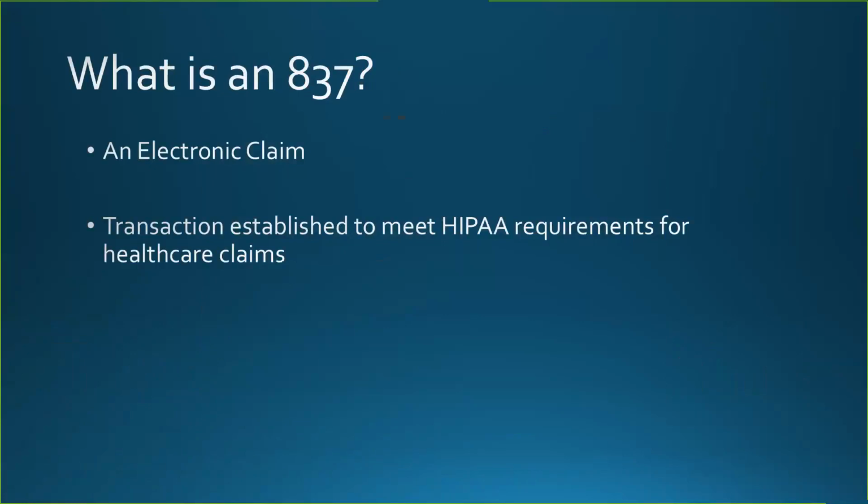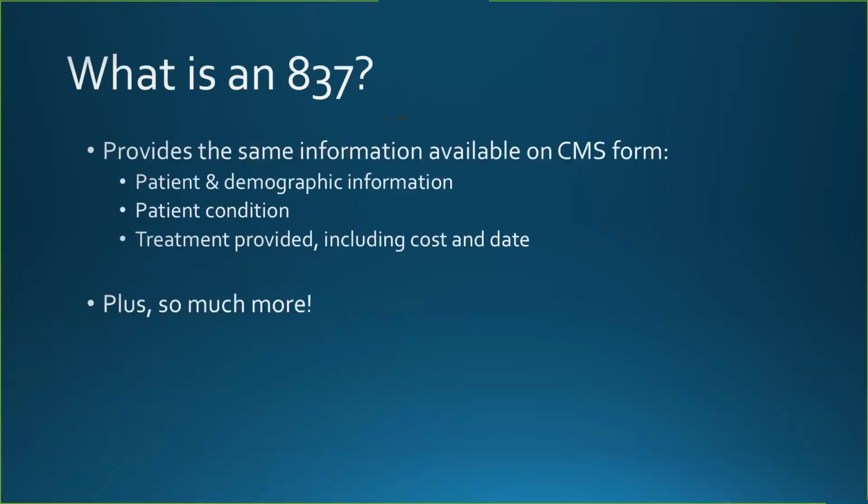So an 837 is an electronic claim, and it's a transaction that is HIPAA mandated just like a paper form. And it's going to have all the same information that a paper form would have. So it would have the patient and demographic information, what services you're providing and how much you're charging for them, the condition of the patient, all that information. But because it's not limited to the real estate of an 8.5 by 11 piece of paper, you can include a lot of additional information.